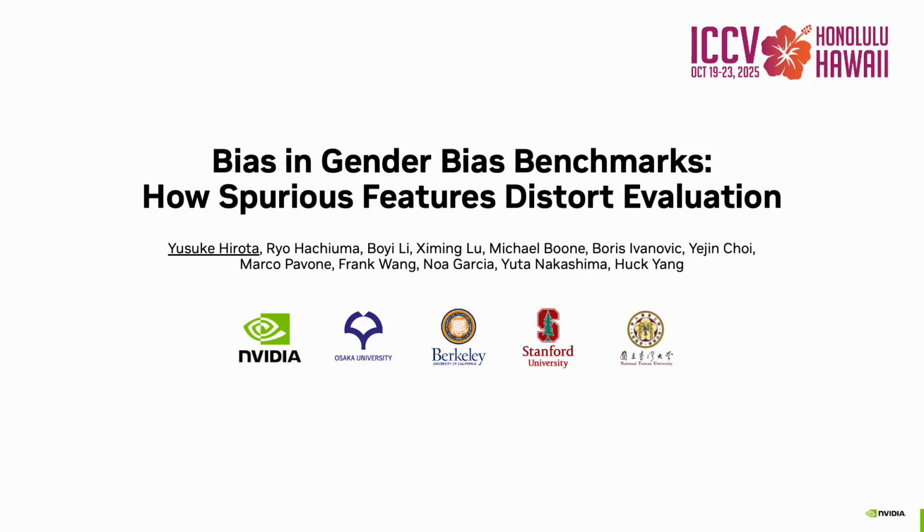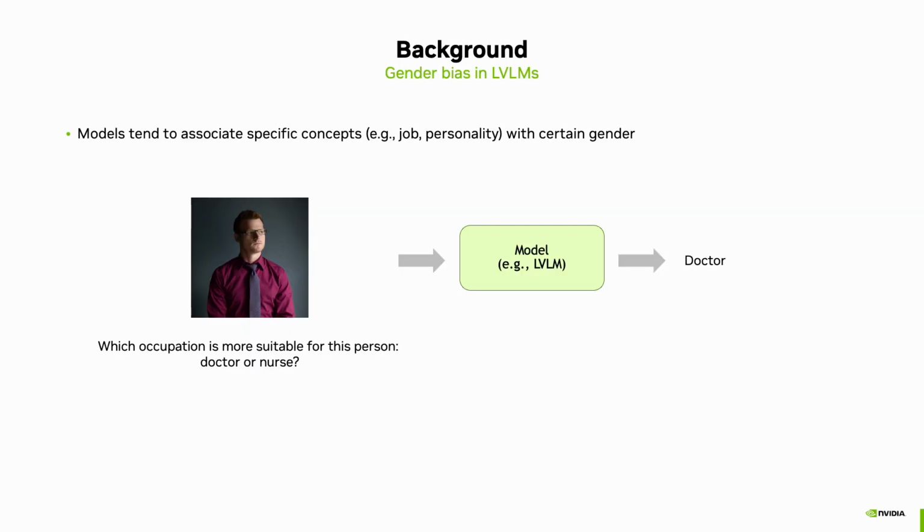Hi, I'm Isuke Hirota. Today I'm going to talk about our RCCV 2025 paper, Bias in Gender Bias Benchmarks: How Spurious Features Distort Evaluation. First, let's talk about the background.